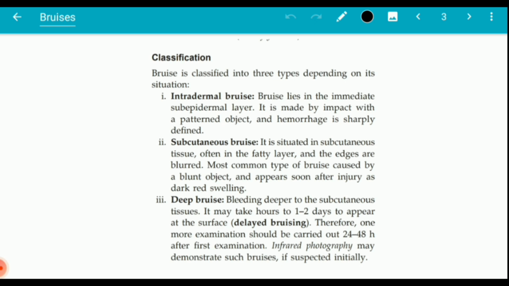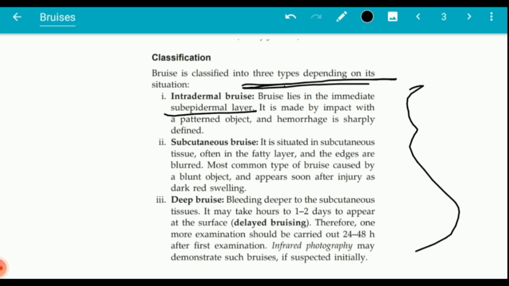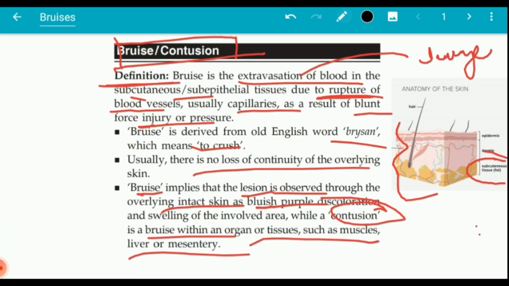Then we have this classification of bruise. Basically there are three classifications that we will take into consideration: intradermal bruise, subcutaneous bruise, and deep bruise. As the name suggests, an intradermal bruise is caused in the subepidermal layer of the skin, mainly due to some patterned object. When it comes in contact with the skin, pressure is caused, often leading to the intradermal bruise. Then the subcutaneous layer, mostly the fatty portion of the skin, is what gets affected in this bruise.